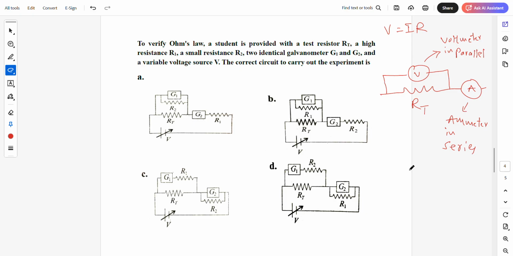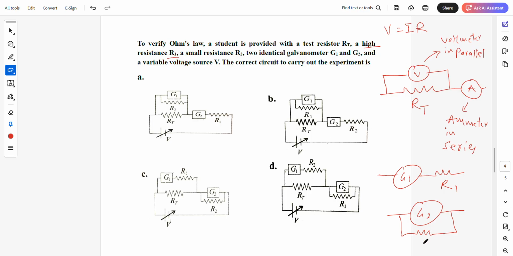how can you convert a galvanometer into a voltmeter? You have to connect one galvanometer, G1, and a high resistor connected in series. A high resistance R1 has to be connected. This will act as a voltmeter, right? Now a small resistance, let us say G2, will be in parallel.